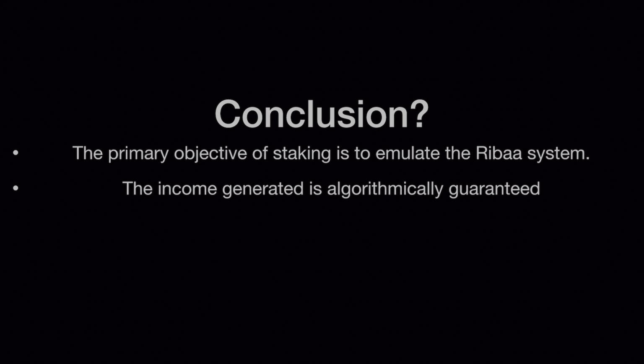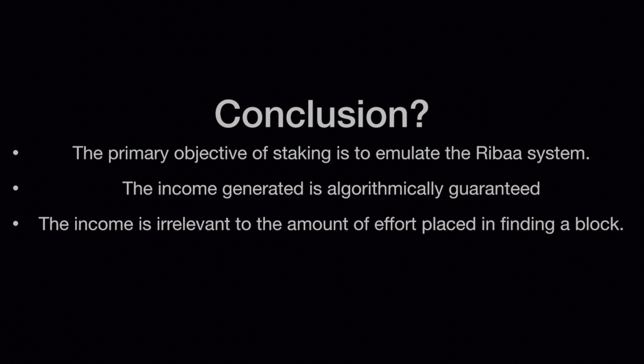Income is generated algorithmically and is guaranteed algorithmically, much like interest. Money is guaranteed based on your stake. Income is not relevant to the amount of work you do. So there's no opportunity to work harder in the network. The only way to earn more is to add more money. I mean, that even sounds like a Ponzi, but the only way to earn more money is to add more money.